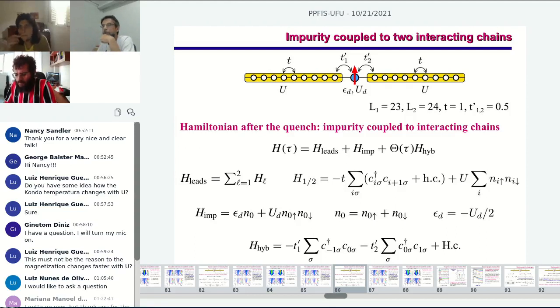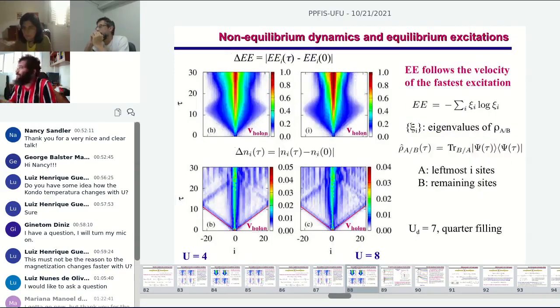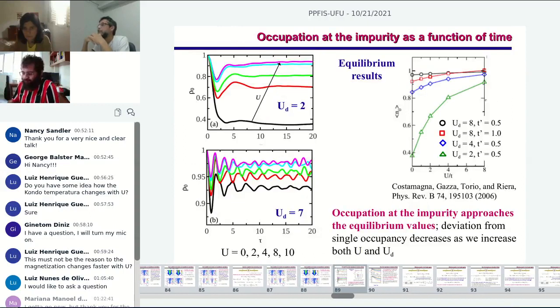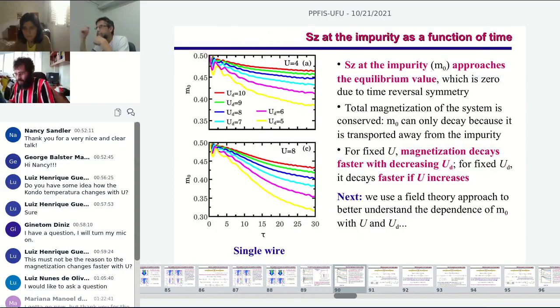Can I say something? I asked this again when you were discussing the magnetization and the dependence of the magnetization with U. I expect that this dependence varies with the Kondo temperature. And this is why I asked how you change the Kondo temperature. That was my point, and my motivation to ask about the Kondo temperature. Just that. Thank you.